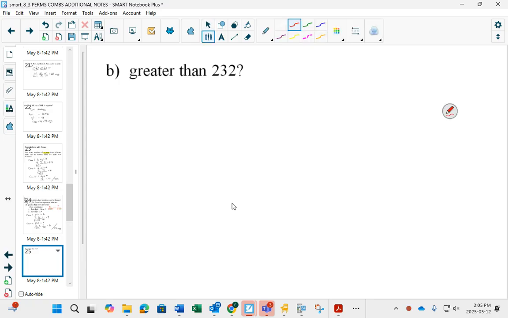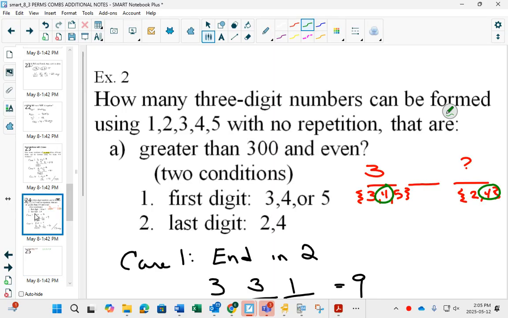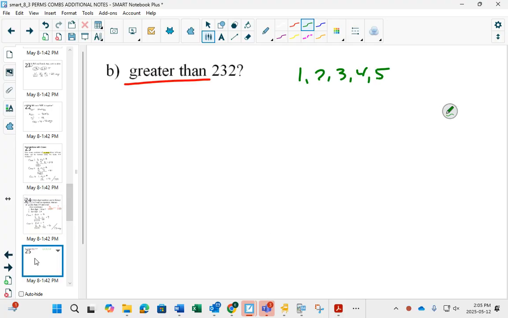Another very typical cases question, I'll have one of these on your first take-home quiz, and I'm pretty sure I have one on your test as well, is a question that says, we're still only using 1, 2, 3, 4, and 5. Sorry, my original question, how many 3-digit numbers can be formed that are greater than 232? Why is this a cases question? And again, I'll take up my red pen. You have a restriction on the first digit. 2, 3, 4, or 5.